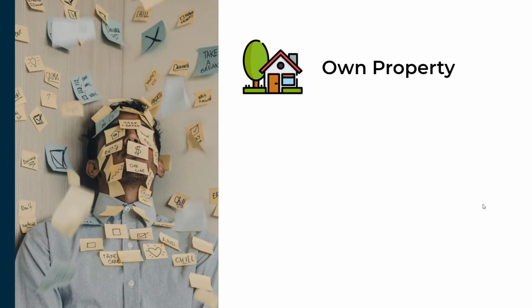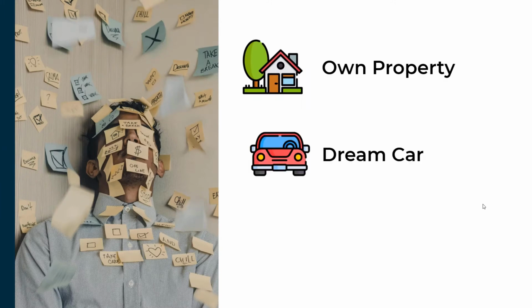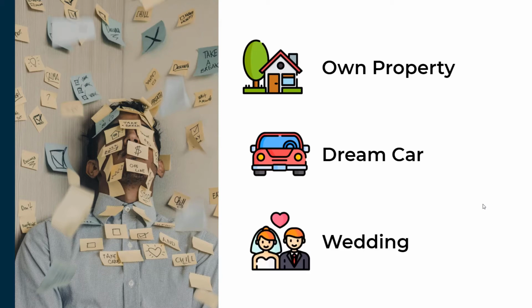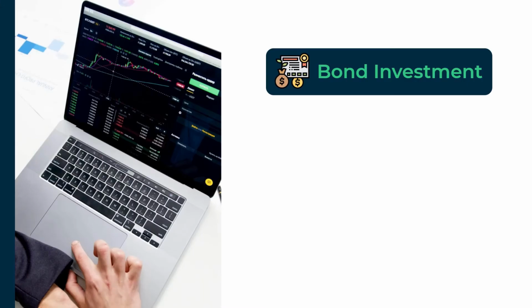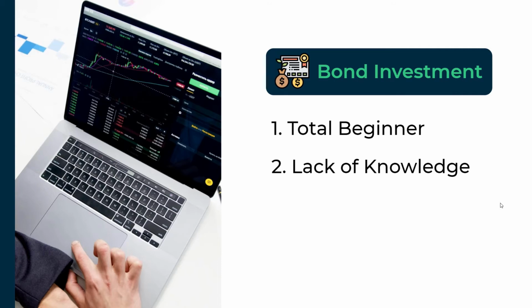This is because he is planning to buy his own property, his dream car is waiting for him, and not to mention that his girlfriend is also waiting for him to marry her. So he starts to consider bond investment. But he's a total beginner. He has no knowledge about bond investment or investment at all. And he's too busy to learn it himself. Also, he is unconfident when it comes to making decisions for his own investment.